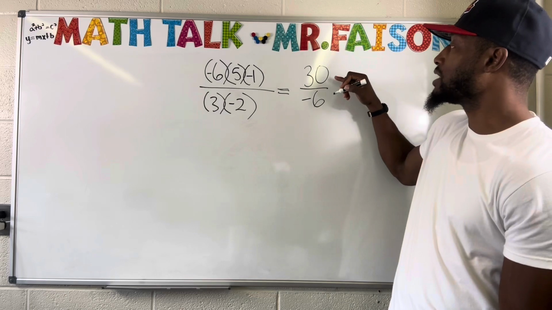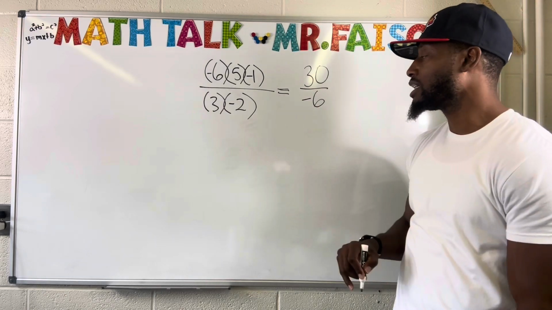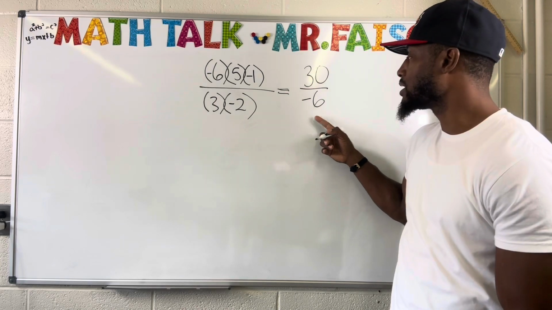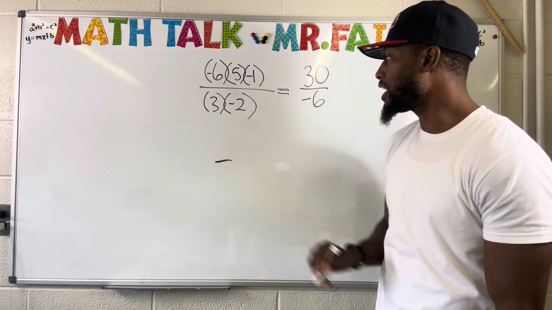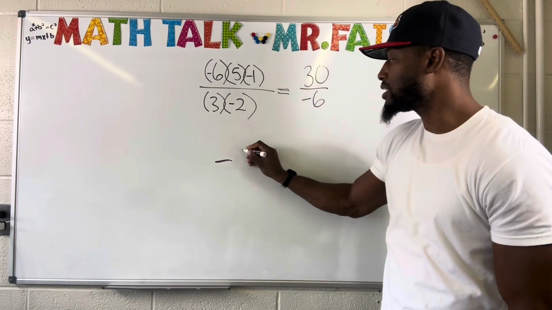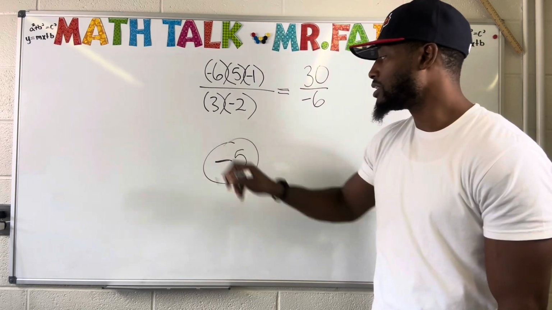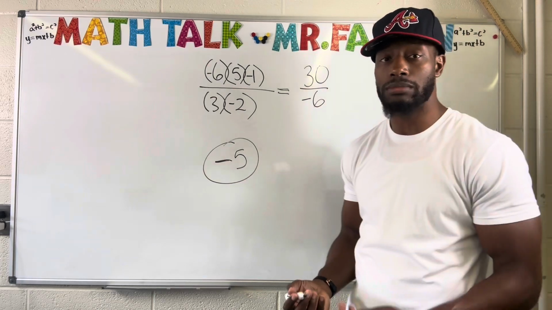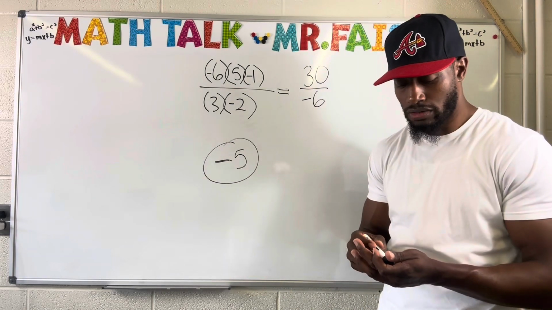Now what we're looking at is 30 divided by negative 6. It's only one negative, and it's just in that 6, so I know my answer is going to be negative. 30 divided by 6 is 5. My answer is going to be negative 5. So that's how you attack those kind of problems, and those are problems that you will see.